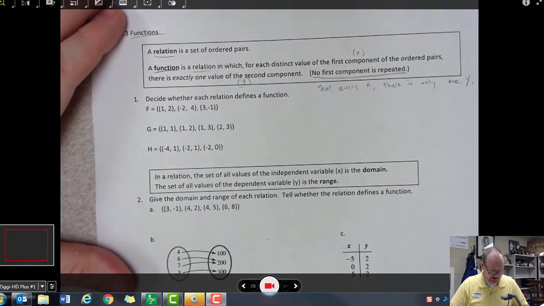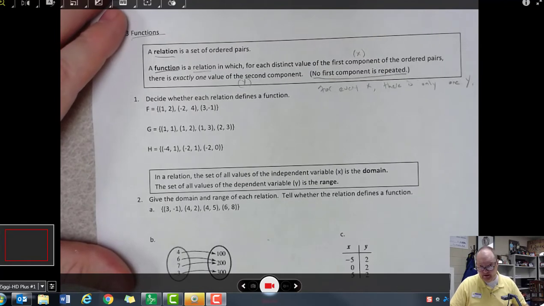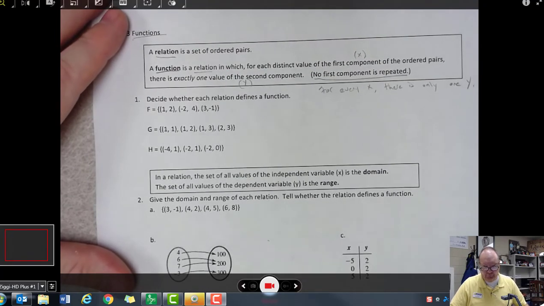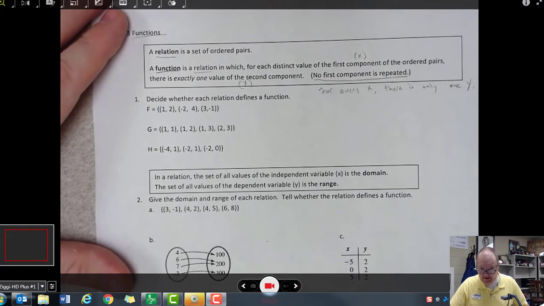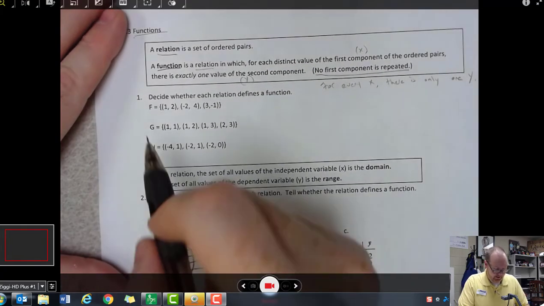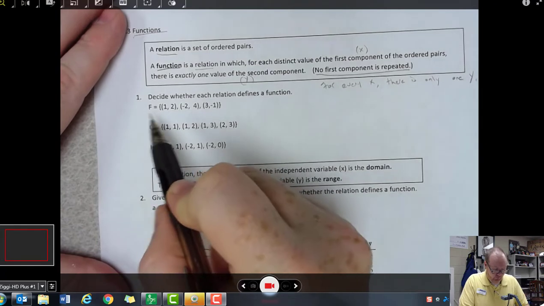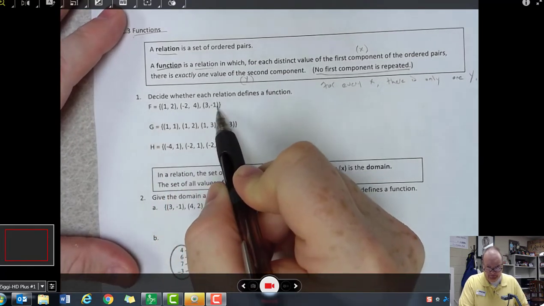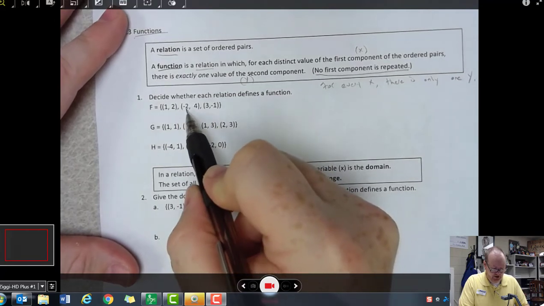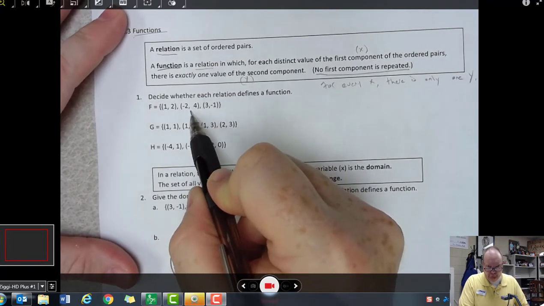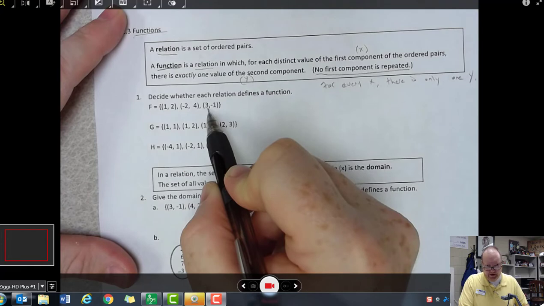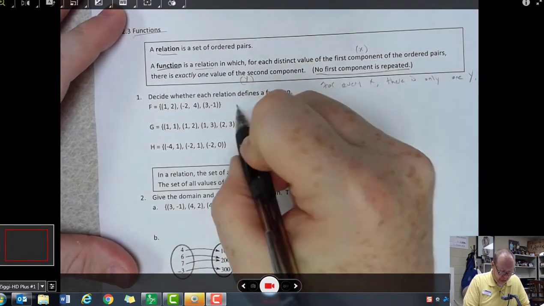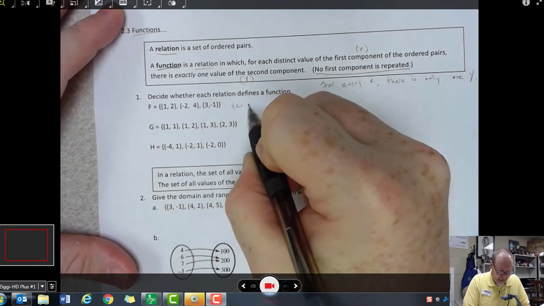So the first question on this handout says, decide if each relation defines a function. That's how I'll determine that, by checking the x's. Do the x's repeat? So in relation F, I have a 1 matched with a 2, and 1 never shows back up. I have a -2 matched with 4. -2 never shows back up. 3 never shows back up. This relation is a function.